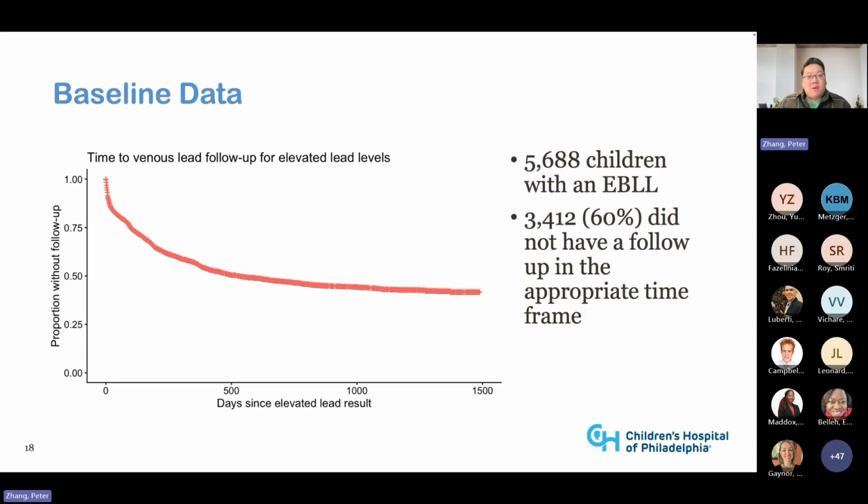On the left here is a Kaplan-Meier curve showing the proportion of patients with a lead follow-up over time. And as you can see, there is a big drop in the first couple of weeks, which is expected. That's when lead follow-up occurs most often. But what's really concerning here is that as time progresses, a large proportion of our population never has a follow-up, and they're essentially lost to follow-up.